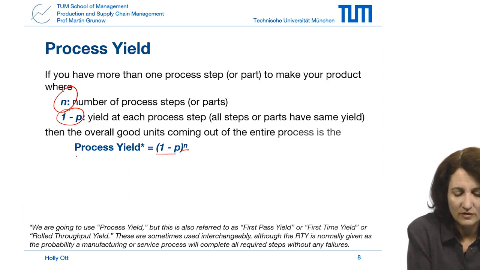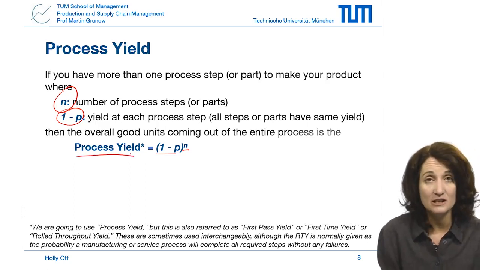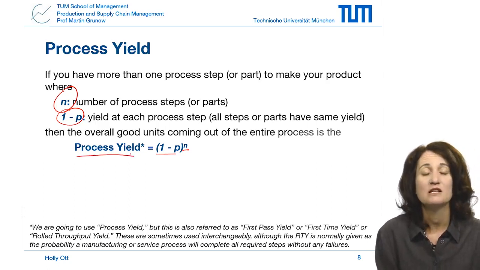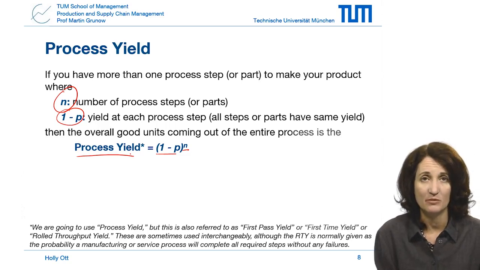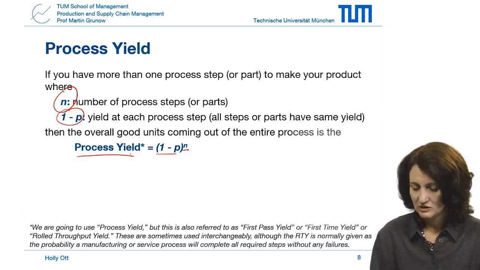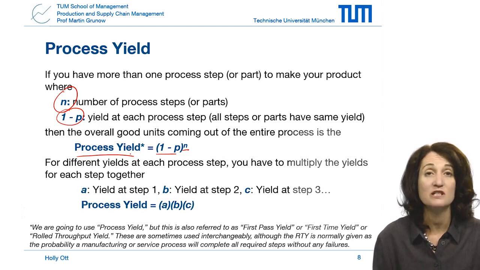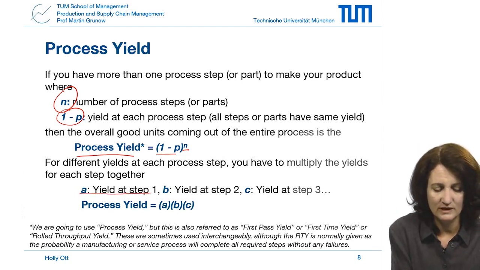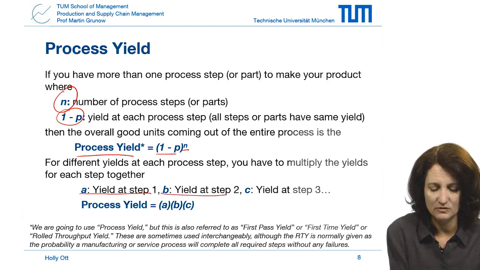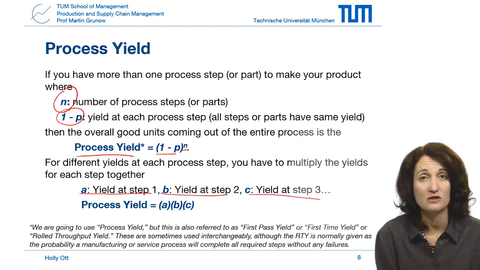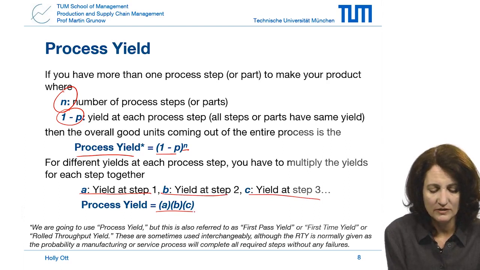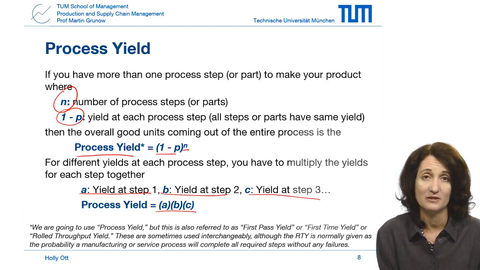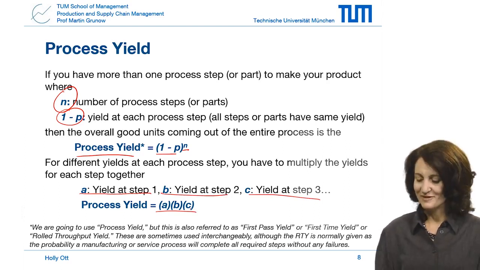We're going to call it process yield, meaning the yield at each step, (1 minus P) to the power of N, where N is the number of steps. And just one variation on that is if you have different yields at each process step. So yield at step 1 we call A, yield at step 2 is called B, yield at step 3 is called C. You multiply all these three together to get the process yield. So let's do some examples.